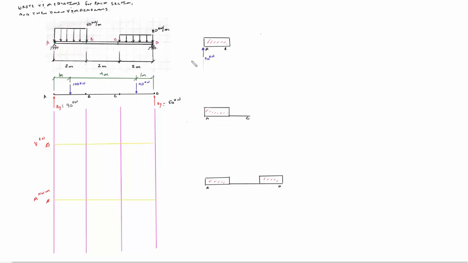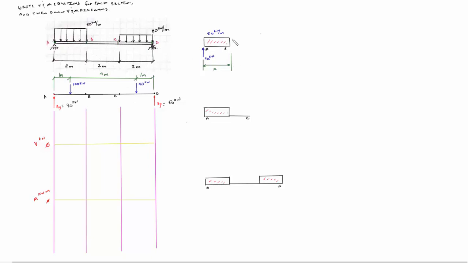So for each one of these sections, you're going to have to compute a distance called x. So what we're doing is we're trying to find the shear and moment anywhere between A and B, and that's what we have to write our equations for. So we were given that this is a 50 kilonewton per meter distributed load.